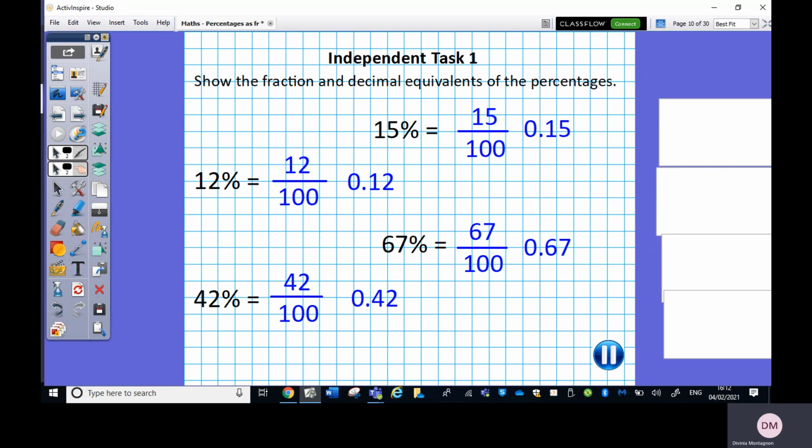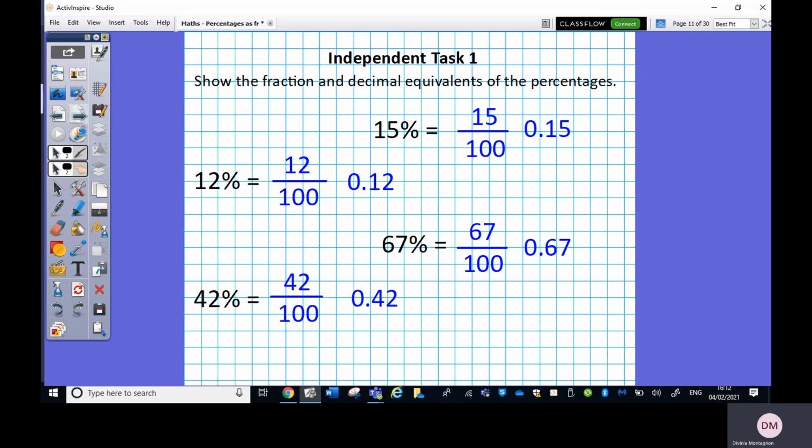67 is 67 hundredths or 0.67, and 42% is 42 hundredths or 0.42. How did you get on? Yeah, that was quite easy, wasn't it? Well done.